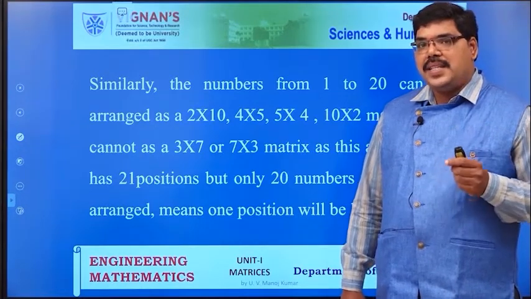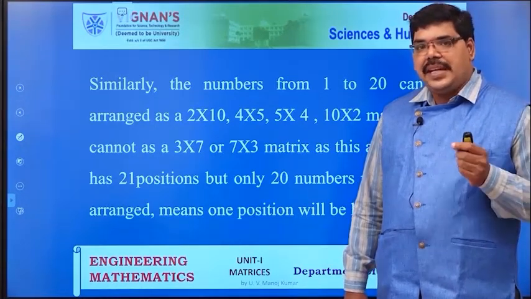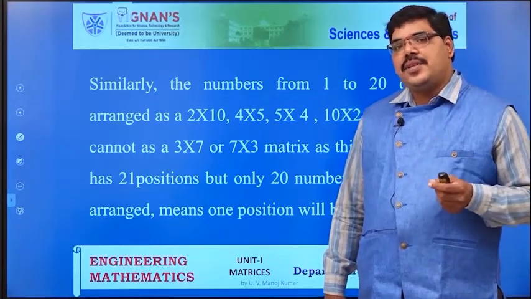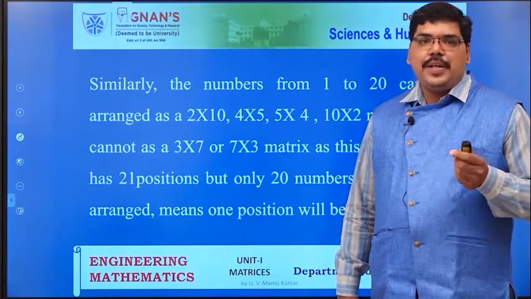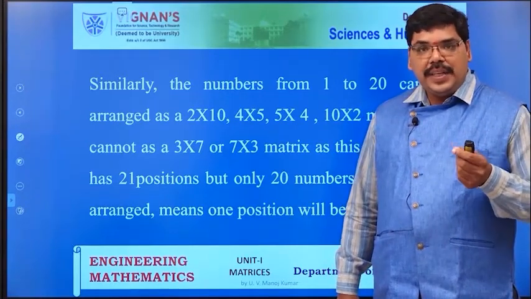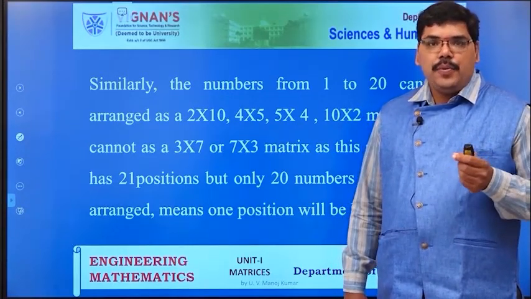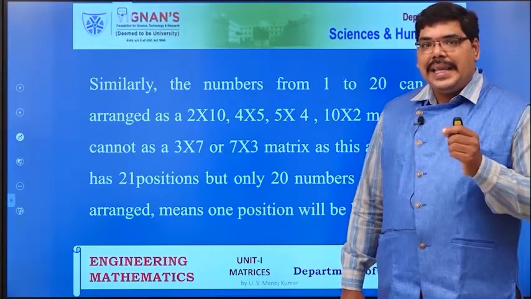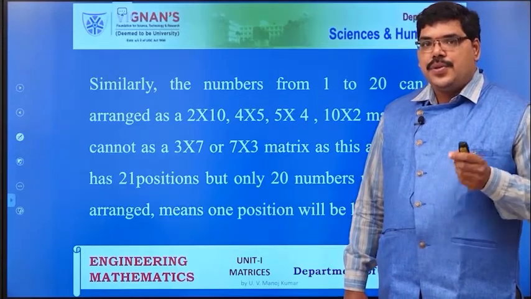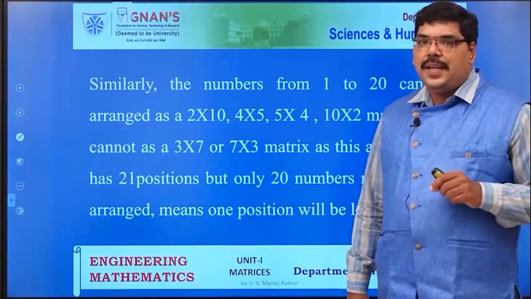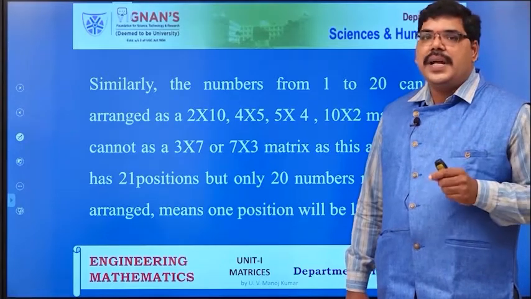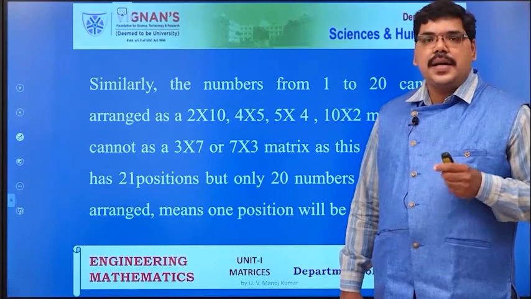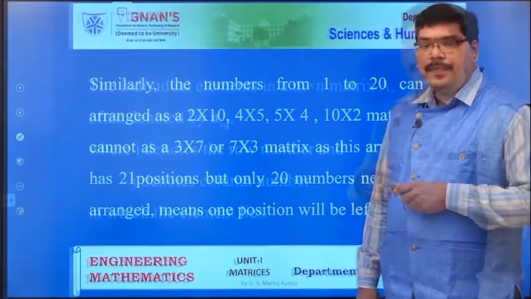but we cannot arrange them as a matrix of size 7 into 3 or 3 into 7, because if you want to arrange a matrix of size 7 into 3, it gives 21 places, whereas you have only 20 elements. So we shouldn't have any empty place in a matrix. So the arrangement of 20 elements should be like a 5 by 4 matrix or a 4 by 5 matrix or a 2 by 10 matrix or a 10 by 2 matrix.